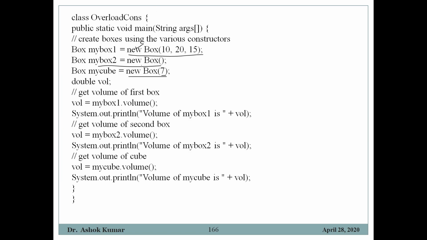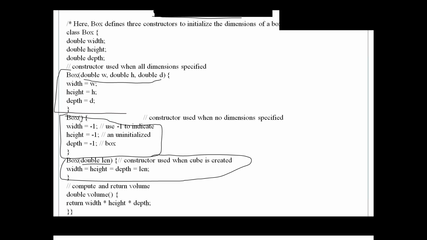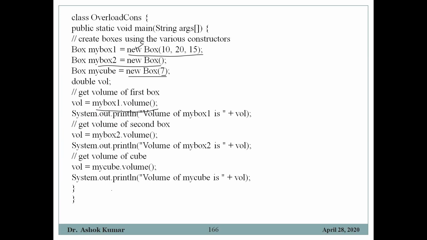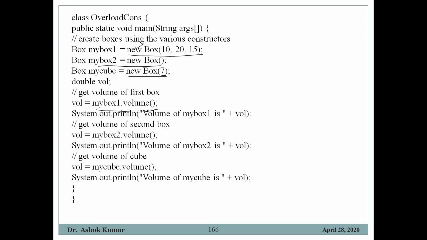After calling these three, the volume method will be called with each of the objects. So myBox1 will call volume, and this will be called, which we have already discussed. It will multiply the width, height and depth values of that instance or object. Because the width, height and depth of myBox1 are 10, 20 and 15, these three will get multiplied and you will get the result back in the variable volume, and then the next line will print the volume.